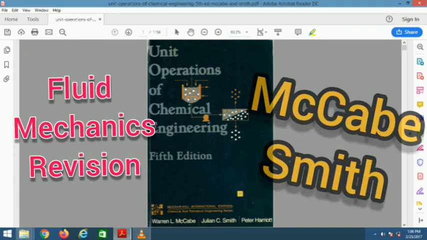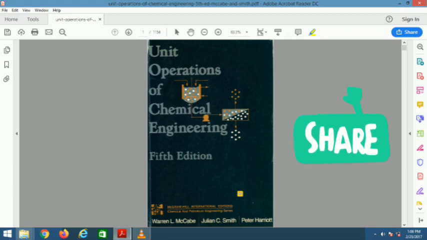Today we are going to look at the fluid mechanics basics and how to deal with it at the last minute. Here we have the book by McCabe and Smith, which is one of the best books for fluid mechanics. It's named Unit Operations of Chemical Engineering. We have the fifth edition with us, so you can actually refer to it. We're going to post more videos on other topics, but for this time let's just start with fluid mechanics.